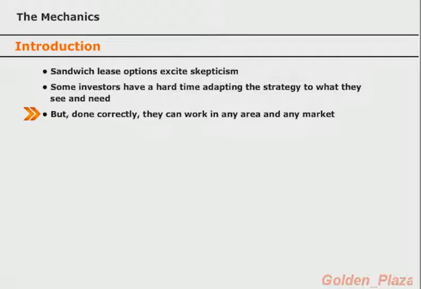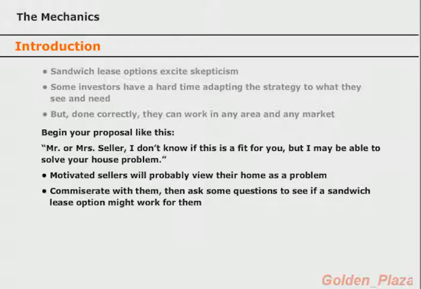As a general rule, when you approach a seller with the goal of proposing a sandwich lease option, regardless of the area or market condition, you should say something to the effect of, "Mr. or Mrs. Seller, I don't know if this is a fit for you, but I may be able to solve your housing problem." Why do you refer to their house as a problem? Well, recall, you should be focusing on motivated sellers, and if they are truly motivated, chances are they are looking at their home and its current mortgage as a problem. So commiserate with them a little as you begin to introduce your idea. Then ask them a few questions on your way to seeing if a sandwich lease option would work for them.